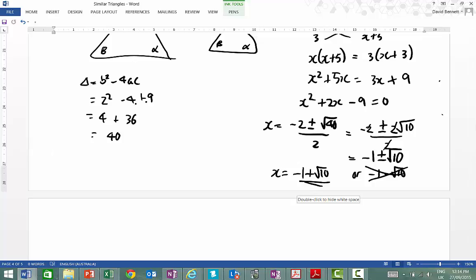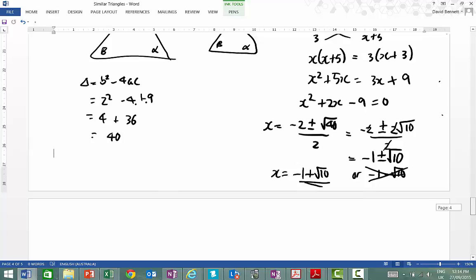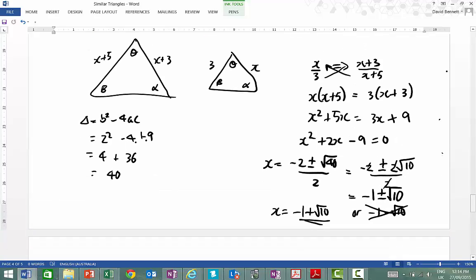So it's the same process as what we've done in the previous examples. These are just a bit trickier, getting your labelled triangles and making sure you're not working back to front. So that's the process of working through those.